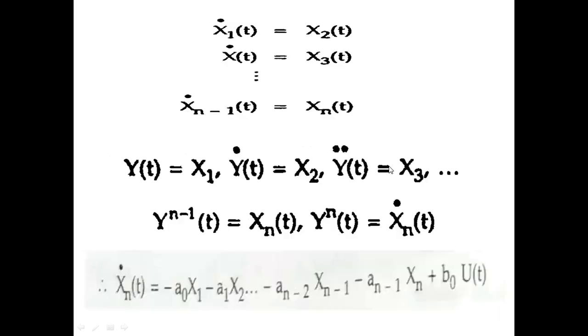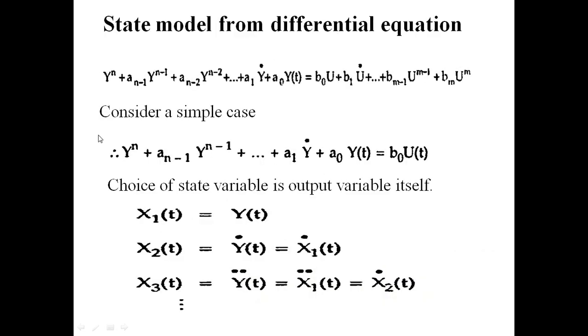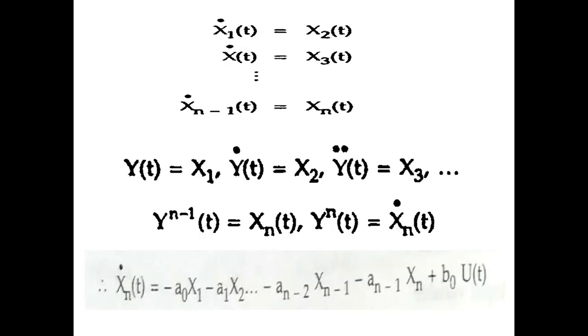But I want an equation in the form of xn dash of t. So I'll try to rearrange the equation. If I rearrange, we'll get minus a0 into x1, minus a1 into x2, till minus a n minus 2 into x n minus 1, minus a n minus 1 into xn, plus b0 into u. So it is in the form x dash of t equal to A into x of t plus B into u of t, right? So shall we form our equation now?